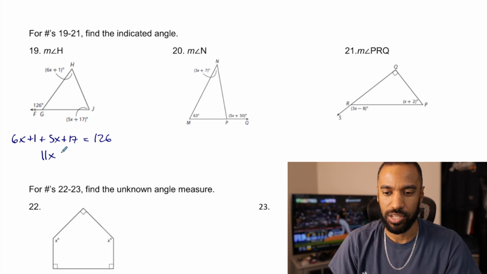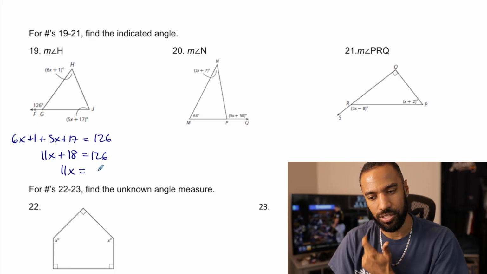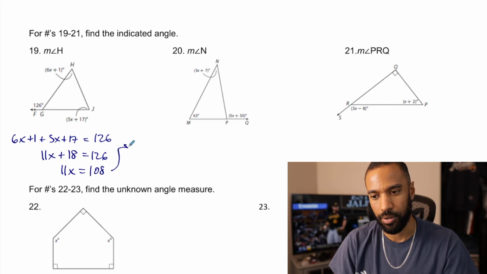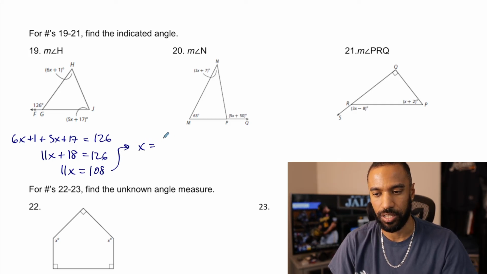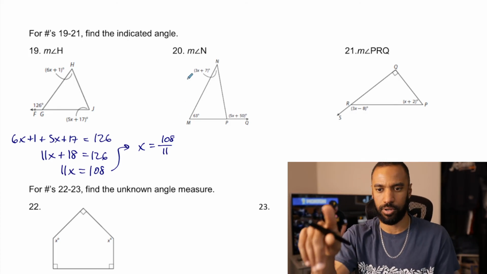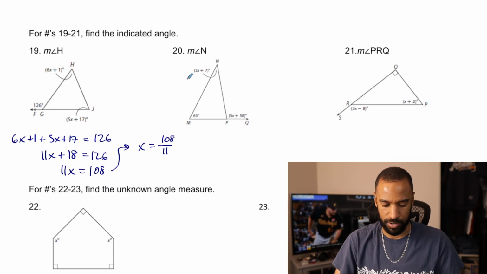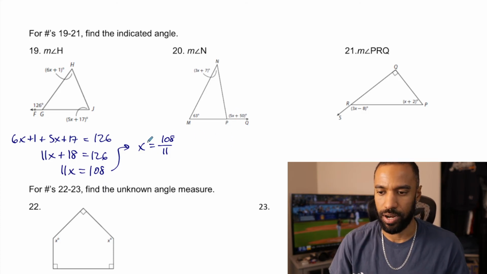6x plus 5x is 11x. 1 plus 17 is 18. Subtract 18 from both sides. Divide both sides by 11. That does not look like a clean number. 108 over 11. Let me make sure my numbers added up right. Yes, they did. What is 108 divided by 11? Not a clean number. 9.818. I'm just going to leave it like that.